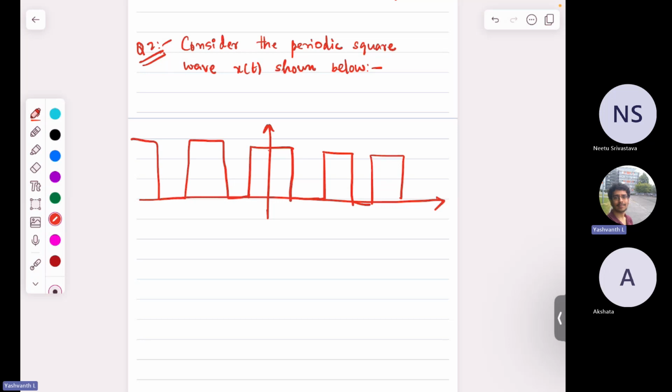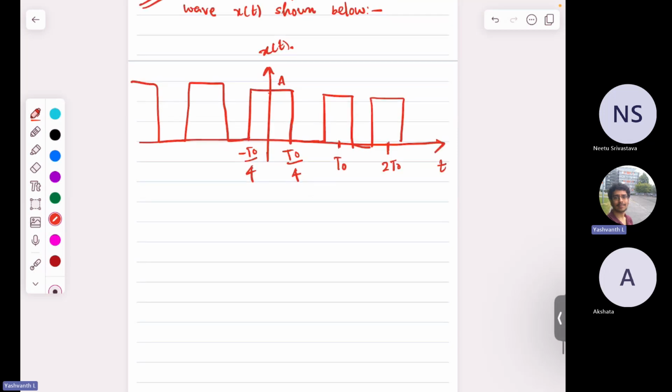Okay, basically this is t naught by 4, minus t naught by 4 here, and this is again t naught and 2t naught and so on. The amplitude is equal to A, x of t.